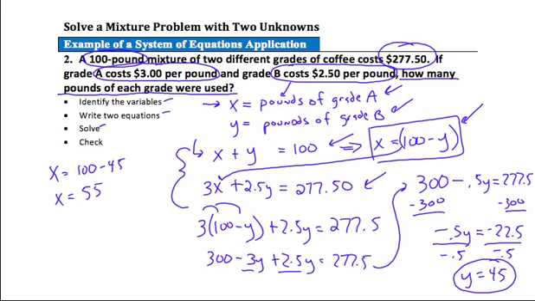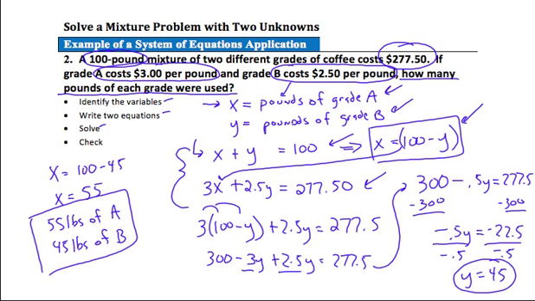So it looks like grade A, I have 55 pounds, and grade B, I have 45 pounds. So I know that these things are going to add to 100. The only other thing that I would need to check is plug it back into this equation here, multiply it out, and make sure that I come up with this total price of $277.